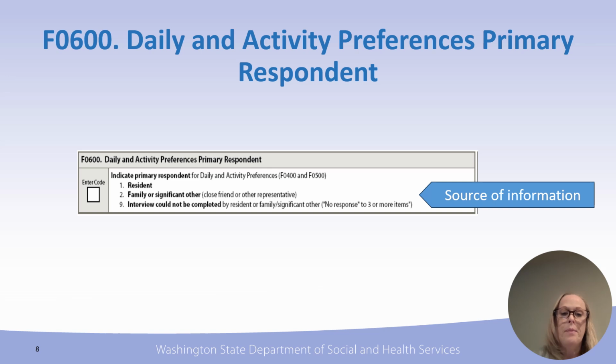F0600, this is the daily activity preferences primary respondent. So this is who is answering these questions for you. Who is your source of information? 1 is the resident, 2 is family or significant other, or 9, interview could not be completed.